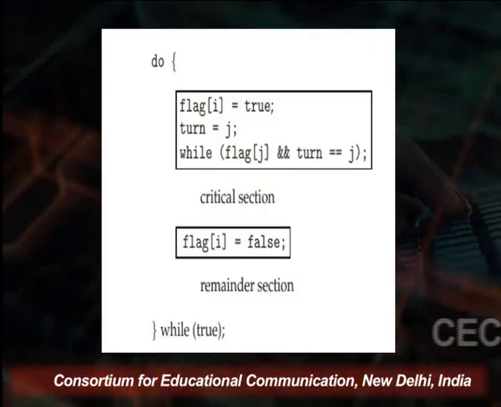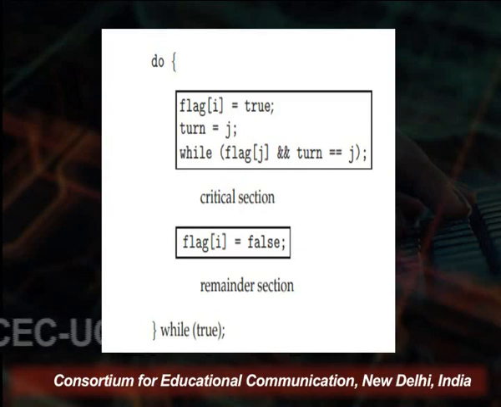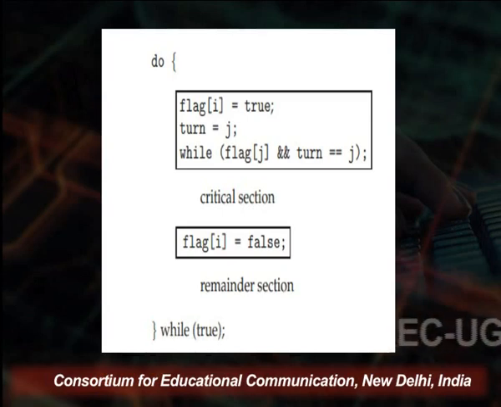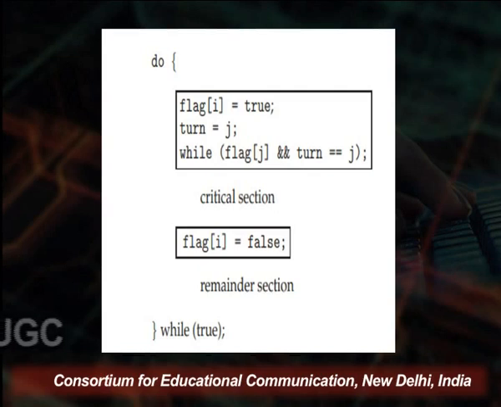Now, how is the critical section problem solved using the Peterson solution? Let's see the algorithm first. I'll go through this algorithm and then I'll explain it. As you can see on the screen, the algorithm says do: flag of i equals true, turn equals j, while flag of j and turn equals j, critical section entry, and then flag of i equals false, and then there is a remainder section, while true. So this loop will go on and on.